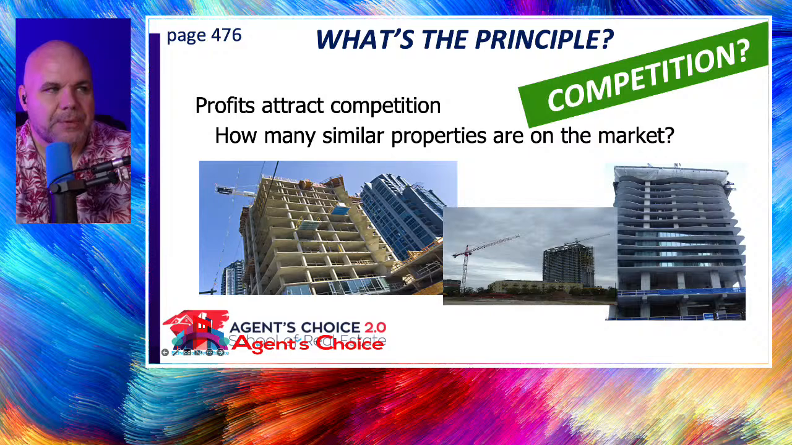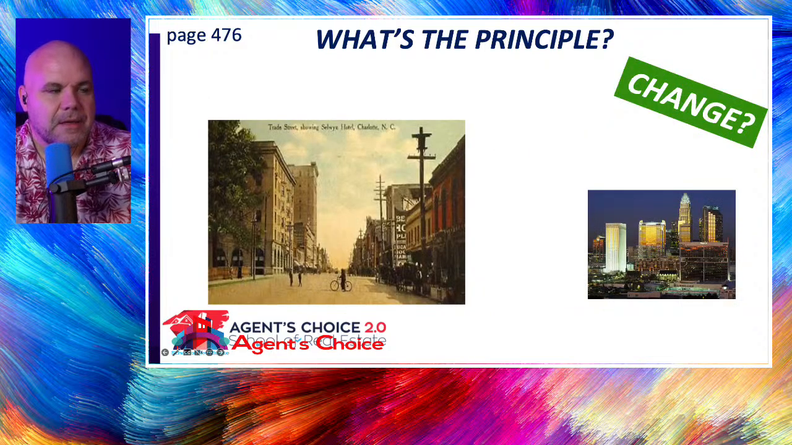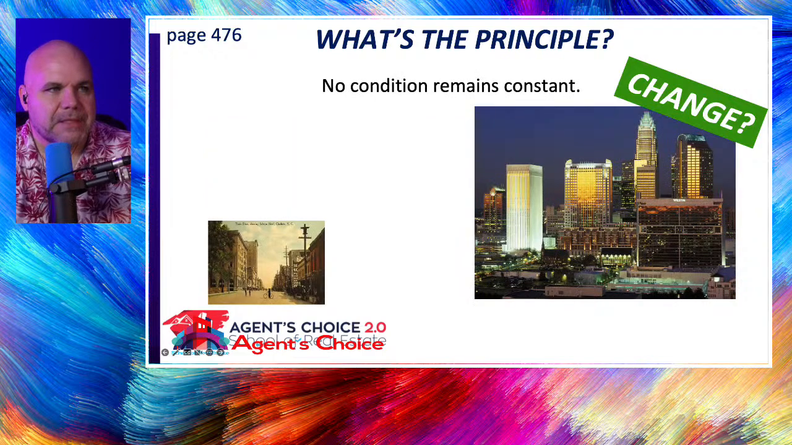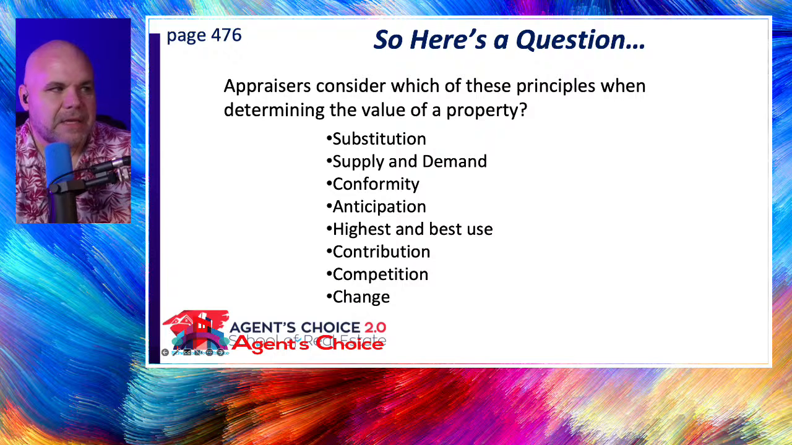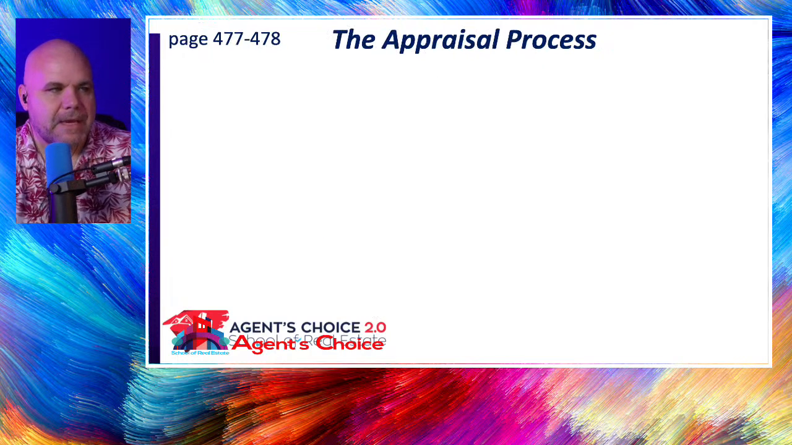How many similar properties are on the market? It can affect the valuation. We saw some of these graphics already. No condition remains the same. So out of these, which one is the most important? Short-term memory kicking in. Which one is the most important out of the list of principles of value? You got it. Highest and best use.